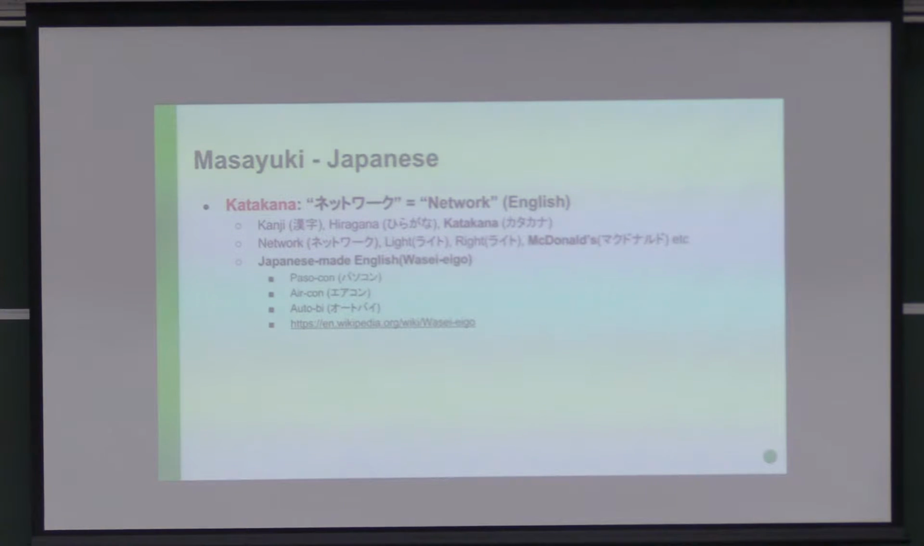And the last one is Japanese-made English. We say wasei eigo. This is also confusing. The first one is pasokon. Do you know pasokon? Pasokon means a personal computer, PC. But some Japanese believe pasokon is an English word, but it's not correct English. The other examples are aircon and autobike. Aircon is an air conditioner, and autobike is a motorbike.